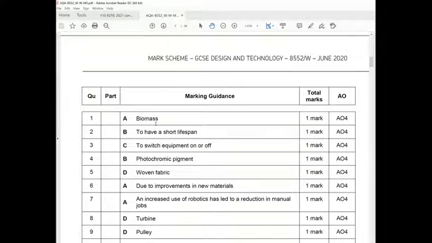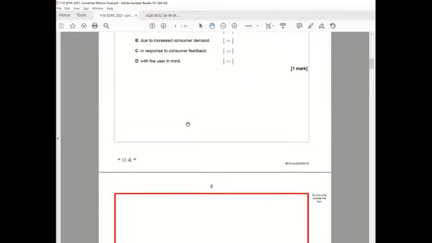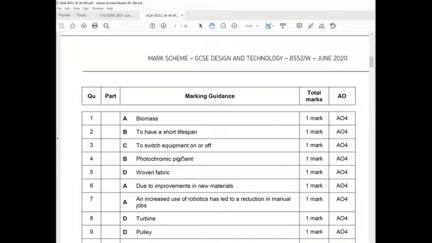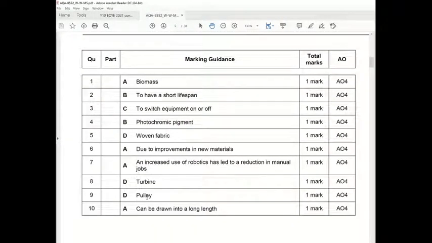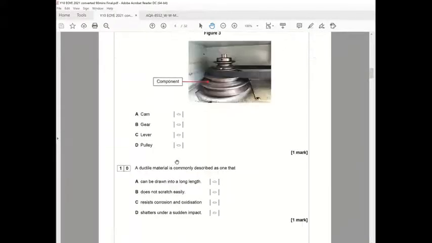Due to an improvement in material, I think that was to do with a composite. Was that right? Technology push. Sorry, describes when products are developed due to improvements in new material. And then we've got a couple at the end. We've got a pulley, which is that image, and we've got something is ductile if it can be drawn into a long length. So that's the first 8 questions, and then we go on to question 11.